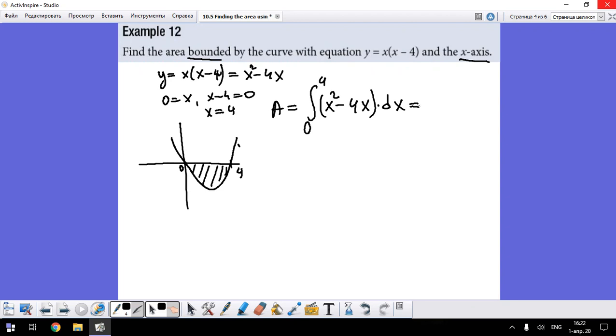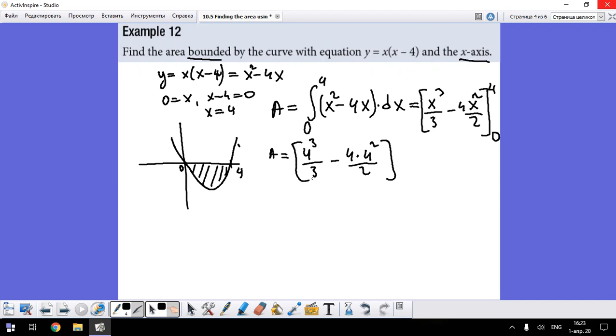So it will be x cubed divided by 3 minus 4x squared divided by 2, and let's write in the brackets 0 and 4. So the area should be, let's substitute the numbers: 4 cubed divided by 3 minus 4 multiplied by 4 squared divided by 2, and minus, substituting 0: 0 cubed divided by 3 minus 4 multiplied by 0 squared divided by 2.